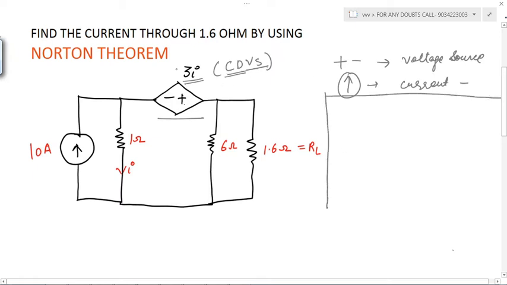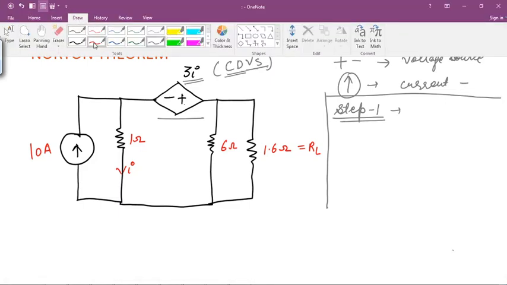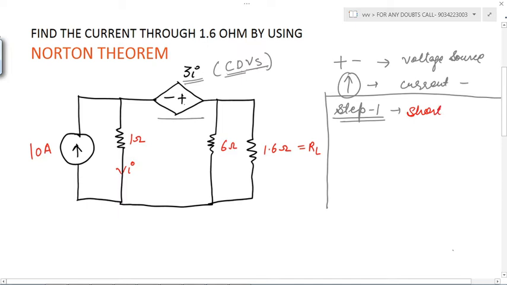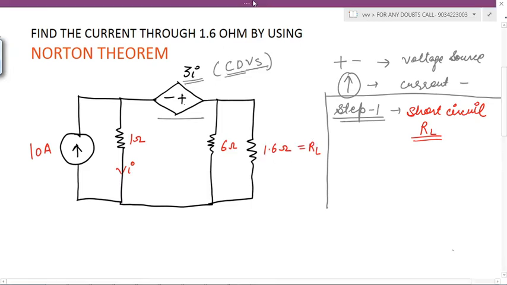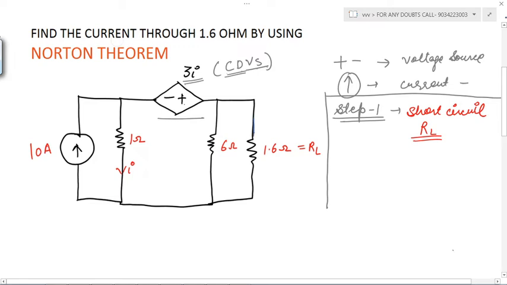In Norton's theorem, we have to follow certain steps. Step number one is to short circuit the RL. How can you do short circuit? Short circuit means removing that load resistance, and instead of the resistance you connect a plain wire. So in this I am connecting a plain wire across it, and mark it as A, B. Okay, our first step is completed.